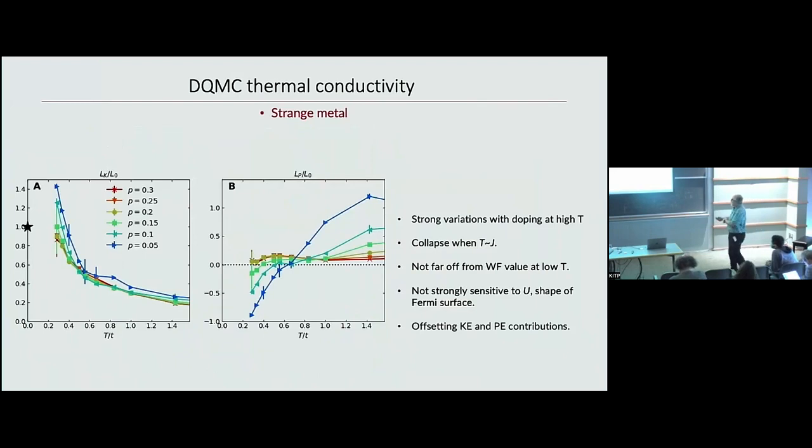Once again, you can separate out the Wiedemann-Franz ratio into two contributions, a kinetic energy part and a potential energy part. If you look at them separately, the kinetic energy part overshoots the Wiedemann-Franz value, and the potential energy part actually compensates. As one changes the doping, this is overshooting, for example at 5%, and this is undershooting, and when you put them together, that gives the apparent Wiedemann-Franz ratio.